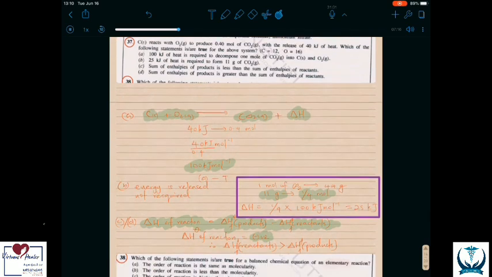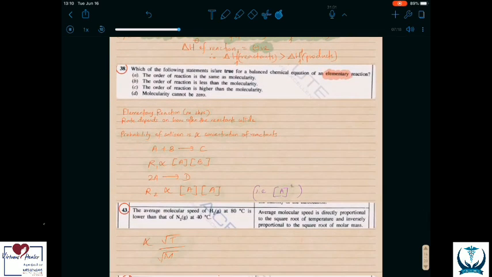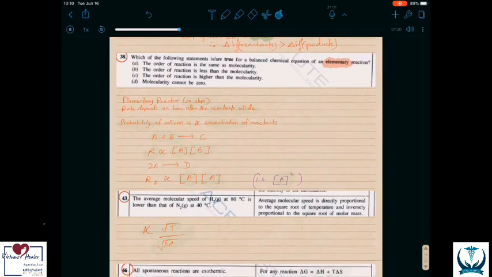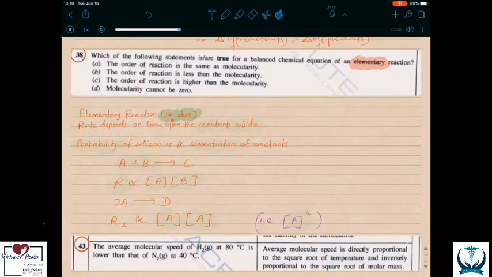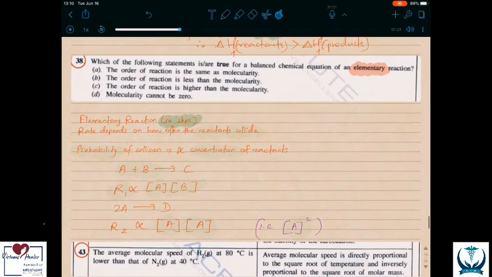The key word in question number 38 is that this is an elementary reaction. Therefore, there are no steps within the reaction. The rate depends on how often the reactants themselves will collide. This is a factor of probability and therefore is proportional to the concentration of reactants. If there are two molecules A and B involved on the reactant side, then the rate of reaction is going to be directly proportional to both A and B.